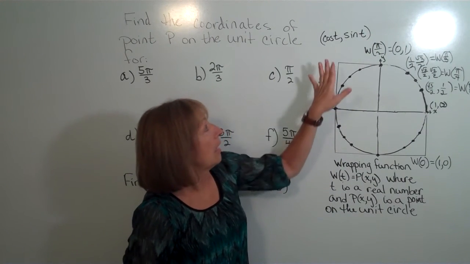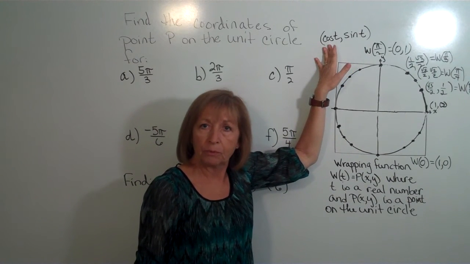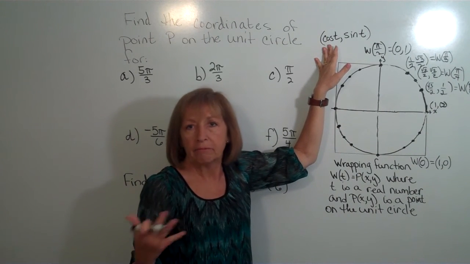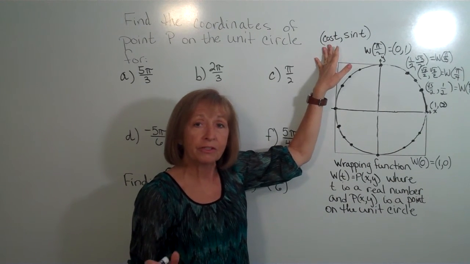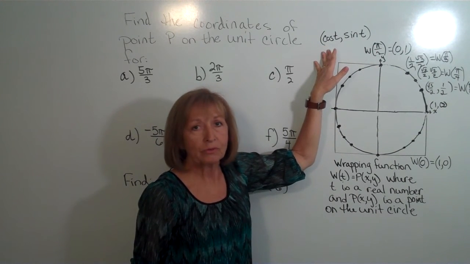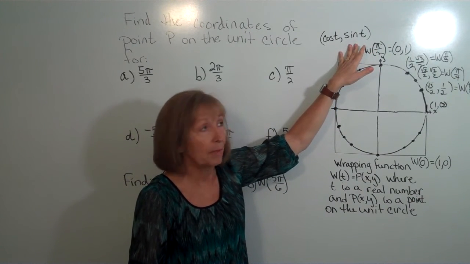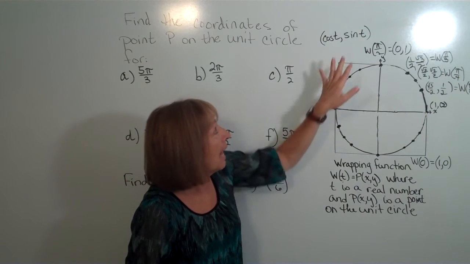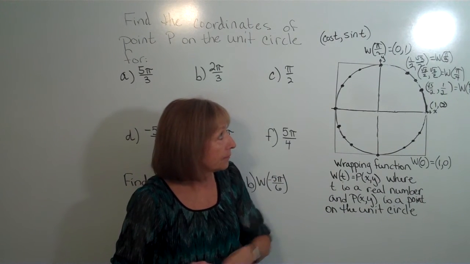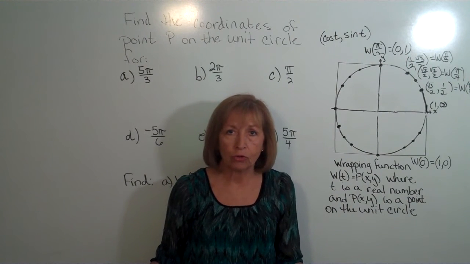Just as a memory device, think x is listed first when we do x comma y, and x is earlier in the alphabet. And for the first letter of the trig function words, C comes before S in the alphabet, so C, for cosine, goes first in the ordered pair and S, for sine, goes second. Just a memory device, not a reason why it happened, but it helps you tag which one's which in the ordered pairs.